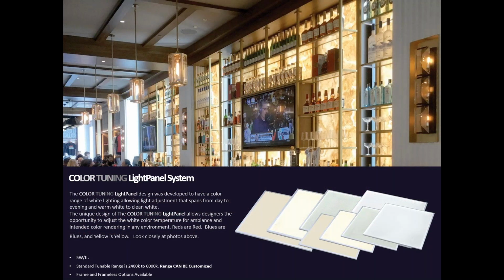Along with RGB and RGBW, we also have color tuning, which is warm white to cool white in one single panel. Our default is around 2,400 Kelvin to 6,000 Kelvin, but if you want a specific color value range, we can do that as well. I've had some hospitality projects that wanted just 2,400 to 3,500, and we can do that because we make our LED strips at our factory. So we have the ability to customize all of that. This project that you're looking at here is the Hill's Kitchen in Las Vegas.